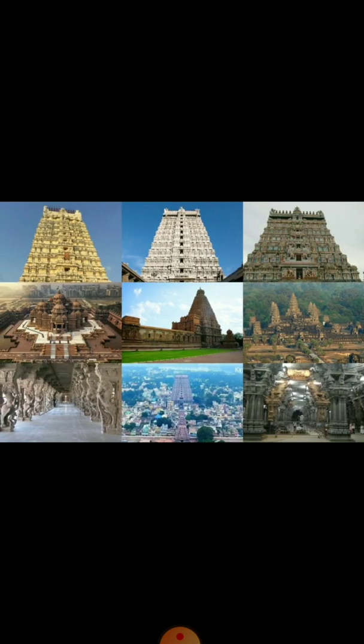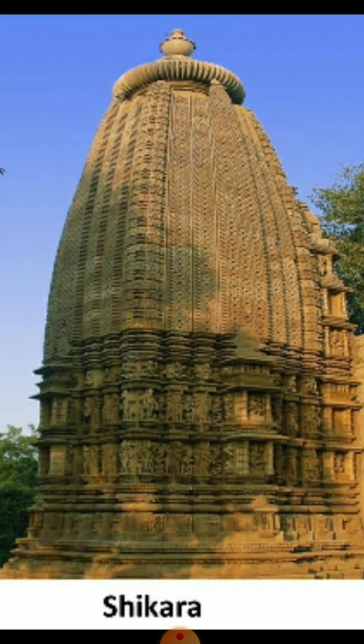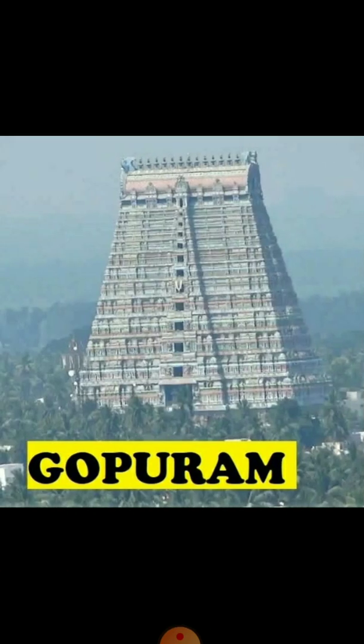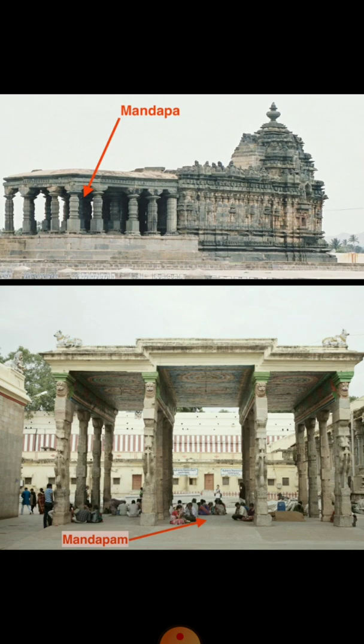Religion played a crucial role in medieval society. Hence, the rulers built temples for people, as it was their duty to provide what people needed and also prove that they were incarnations of gods. These temples had elaborate features like shikhara, gopuram, and mandapa.